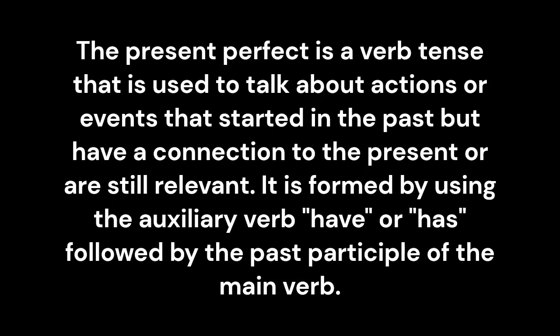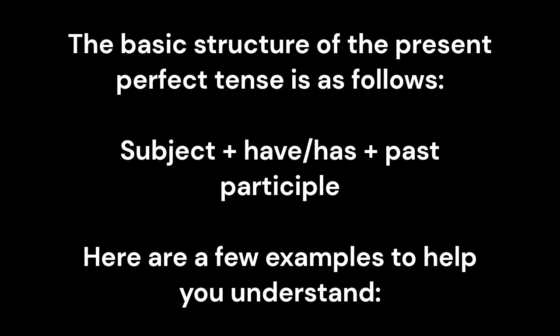The present perfect is a verb tense that is used to talk about actions or events that started in the past but have a connection to the present or are still relevant. It is formed by using the auxiliary verb have or has followed by the past participle of the main verb. The basic structure of the present perfect tense is as follows: subject plus have/has plus past participle.